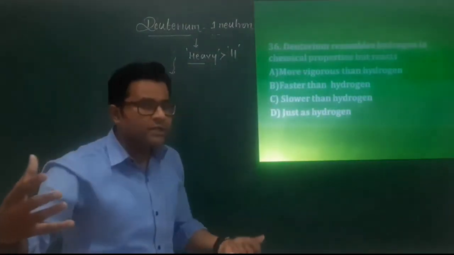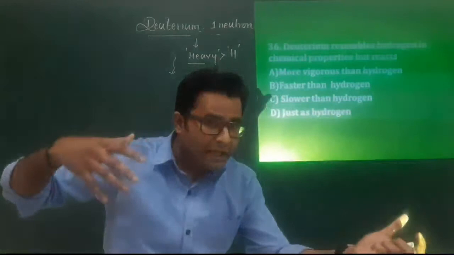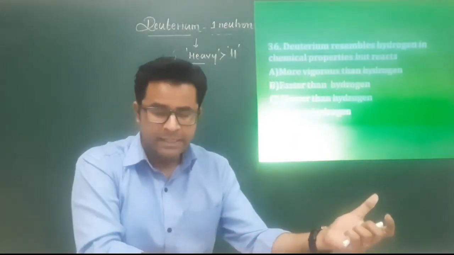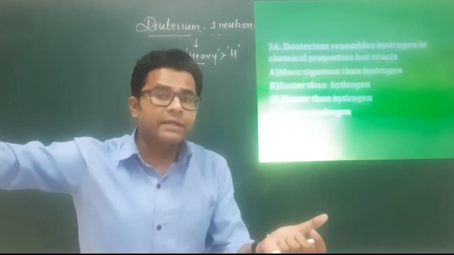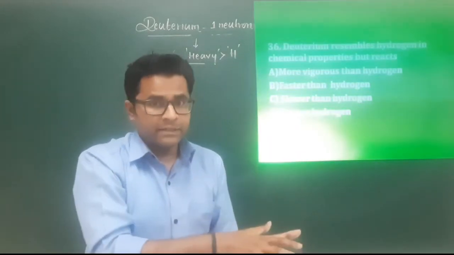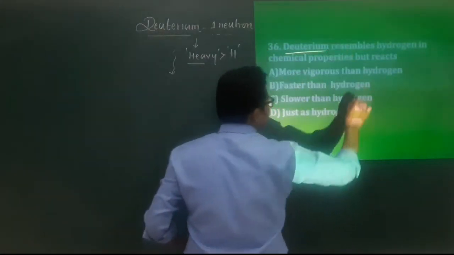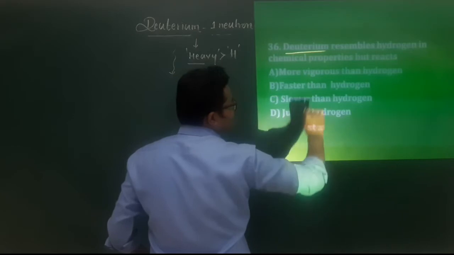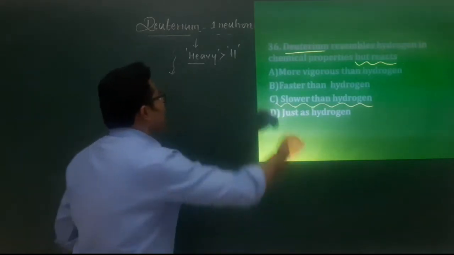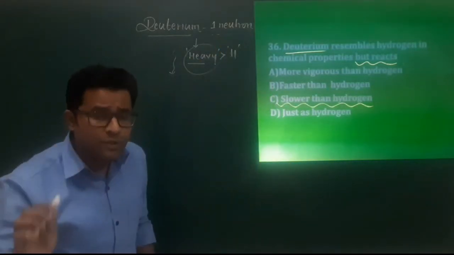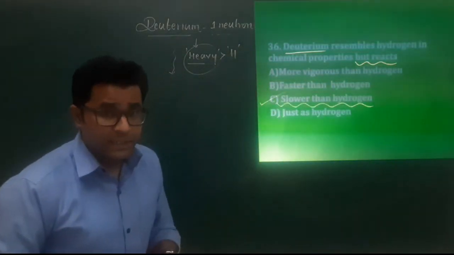So when we compare hydrogen and deuterium, deuterium being heavier than hydrogen has that effect directly on vibrations. As the vibrations are affected, its chemical reactivity, the rate of chemical reaction, is going to be affected. Therefore, deuterium resembles hydrogen in chemical properties but reacts slower than hydrogen. It is all because of its heaviness, its weight, and therefore option C is the answer in this case.